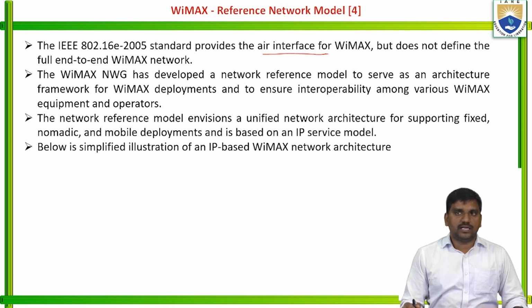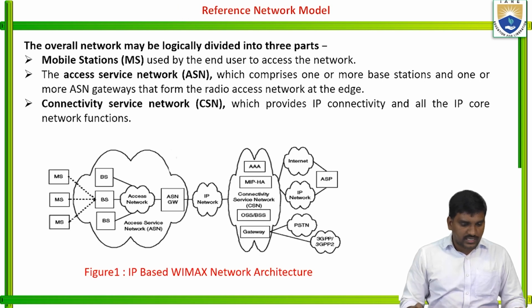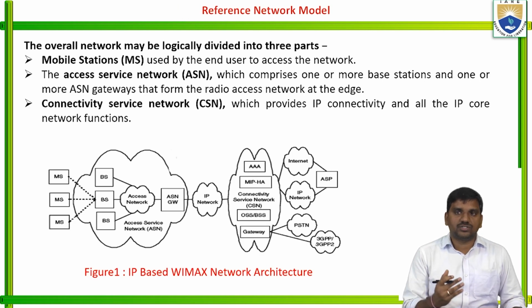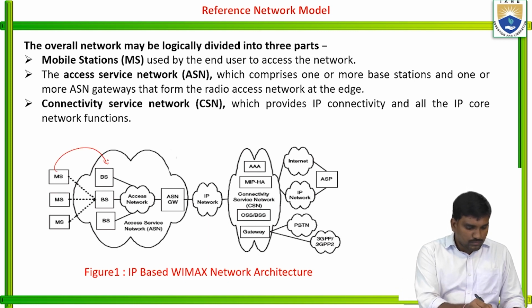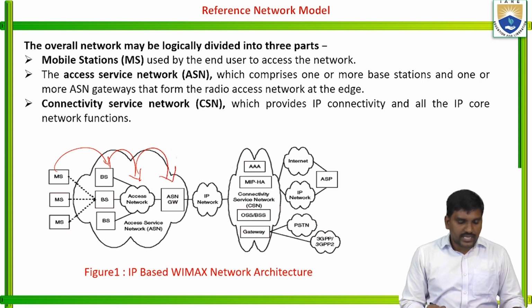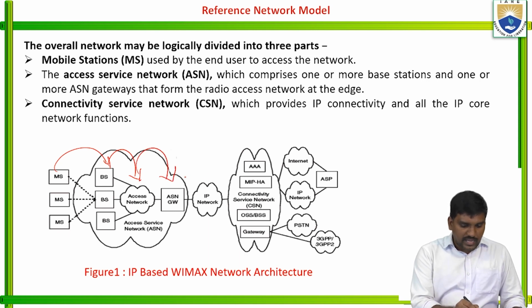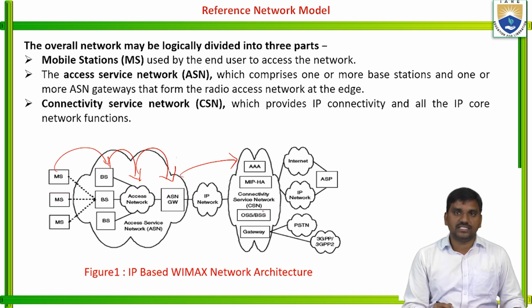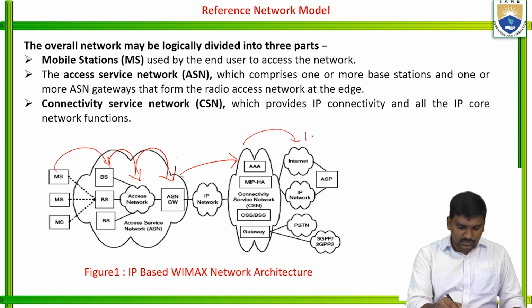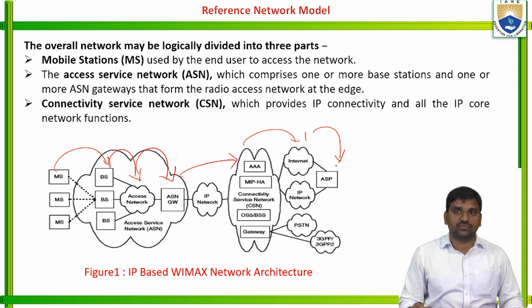Below is illustrated the IP-based WiMAX network architecture. I will show you the diagram here, the reference model diagram of WiMAX. It goes from mobile station to base station to access service network, then ASN gateway, then IP. The same process moves on the backside: AAA, connectivity service network CSN, then the internet, then the ASP network. So it is the IP-based WiMAX network architecture.